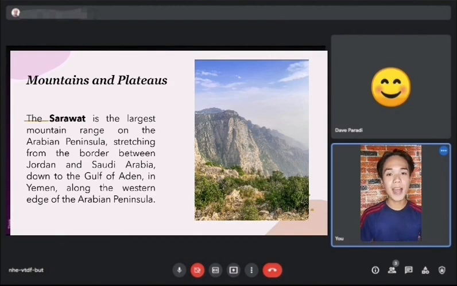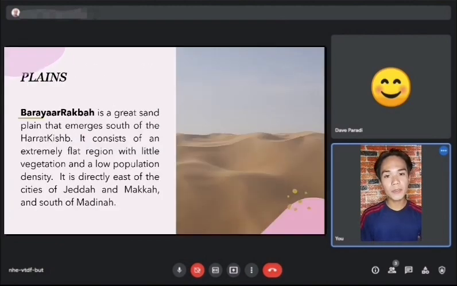They also have the plains. One of them is the Barayar Rakba. It is a great sand plain that emerges south of the Harrat Khaybar. It consists of an extremely flat region with little vegetation and a low population. It is directly east of the cities of Jeddah and Makkah and south of Medina.